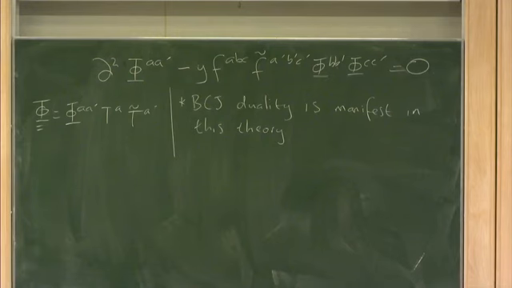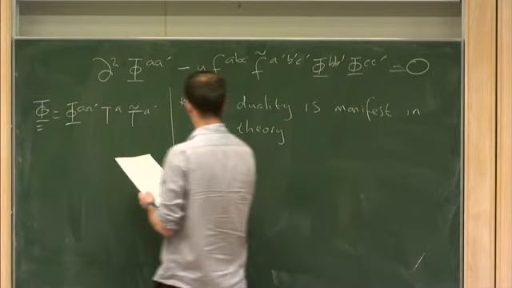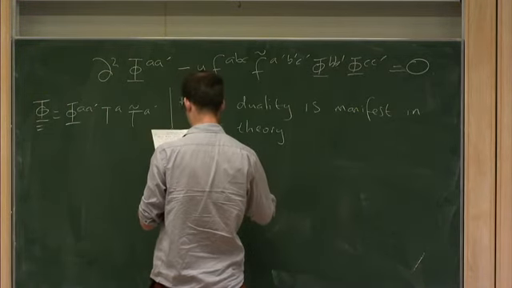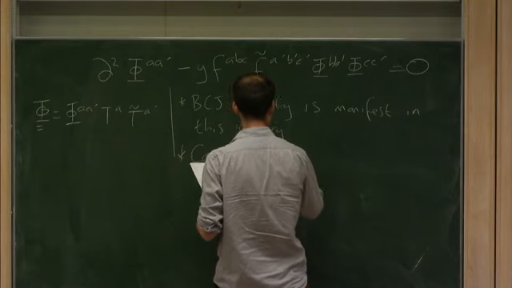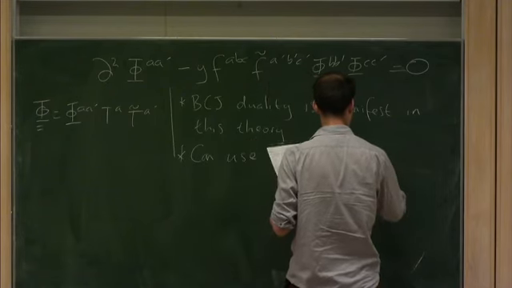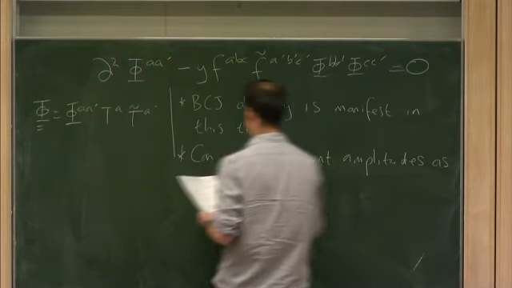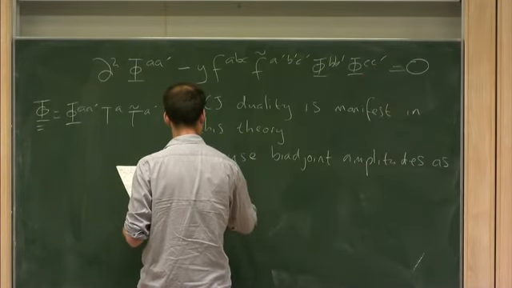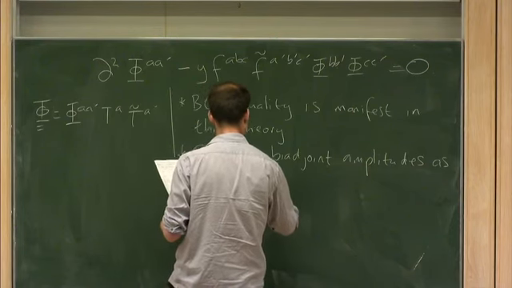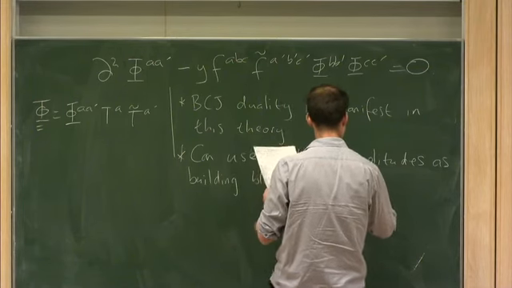So one of the applications of them in the literature has been to look at amplitudes in this theory and to use them as building blocks for amplitudes in gauge theory. So we can use biadjoint amplitudes as building blocks for gauge theory numerators.